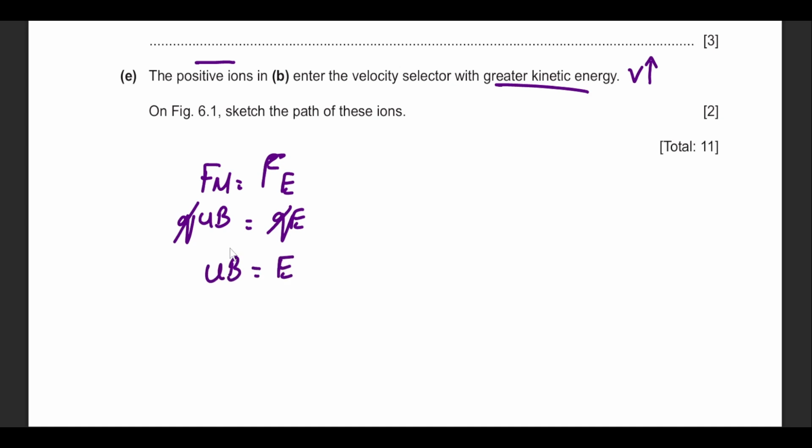Now, if you launch this at a higher speed, because of greater kinetic energy, the magnetic force increases as opposed to the electric force, because the electric force depends on the electric field strength, which is V divided by d. We haven't changed the potential, we haven't changed the distance, so the electric field strength is still the same. So the electric force is still the same.